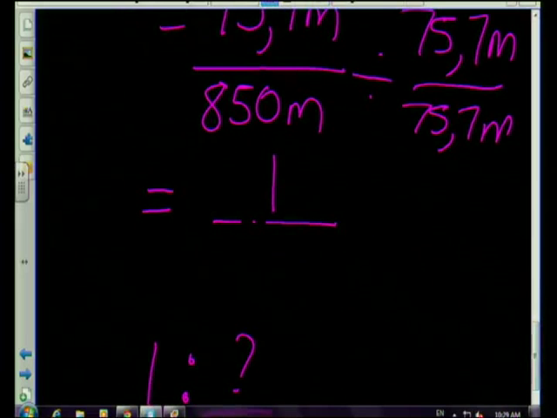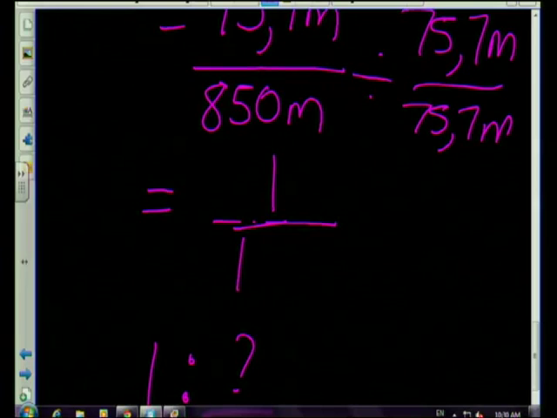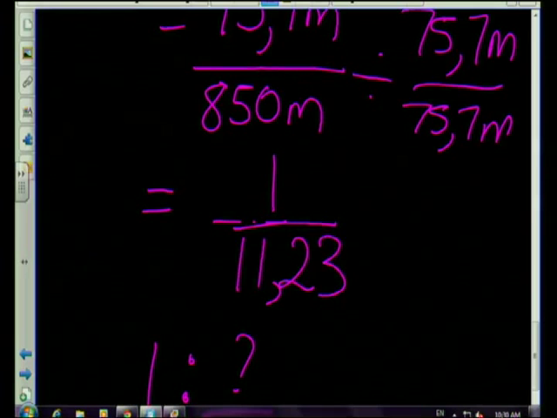75.7 divided by 75.7 will give me an answer of 1. I've satisfied my first principle. 850 divided by 75.7 equals, and if I look closely, it's 11.228, which brings me to 11.23. What is my ratio, guys?